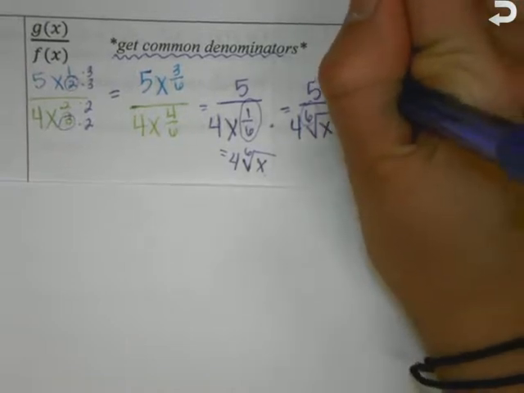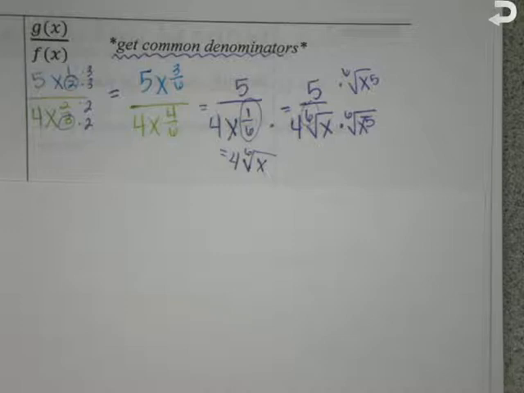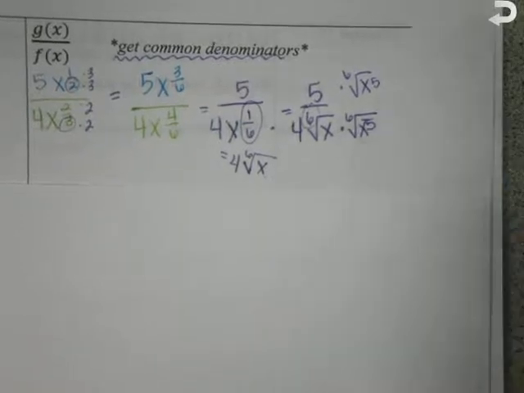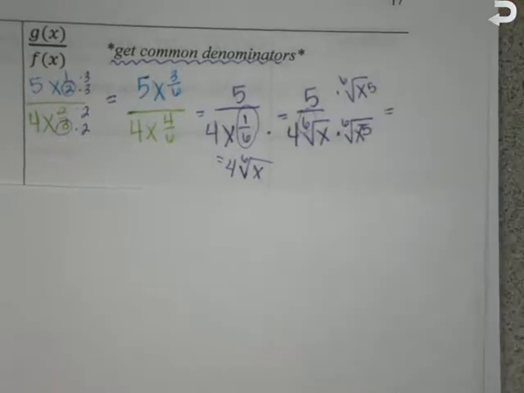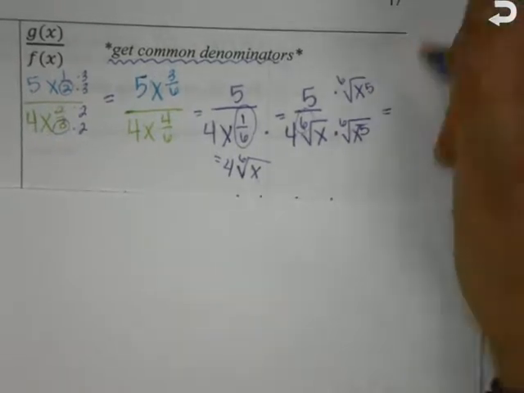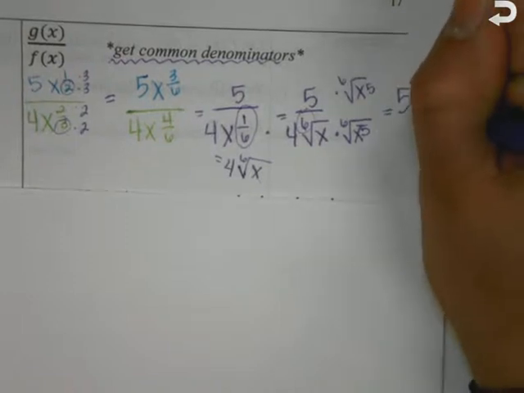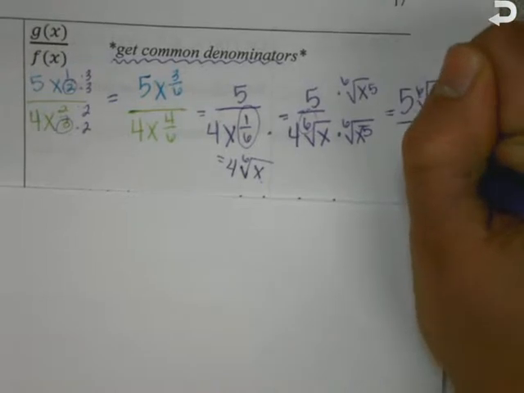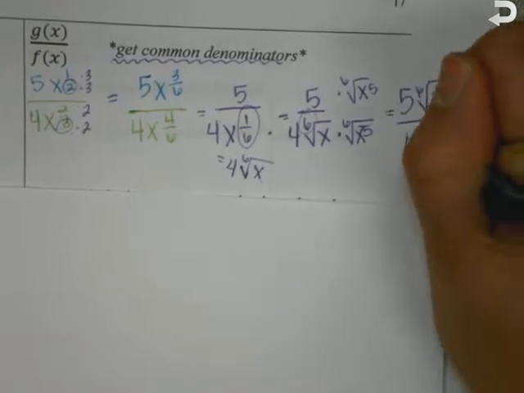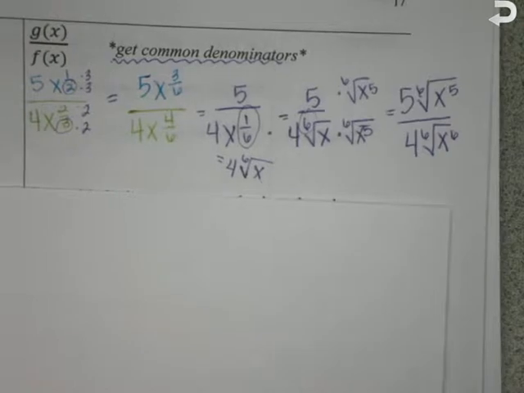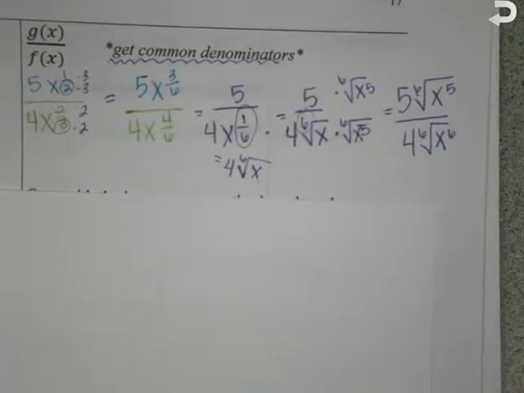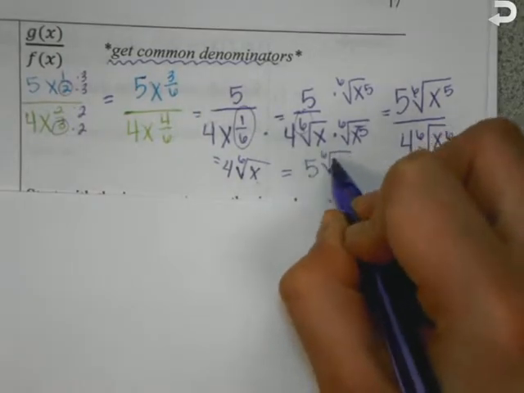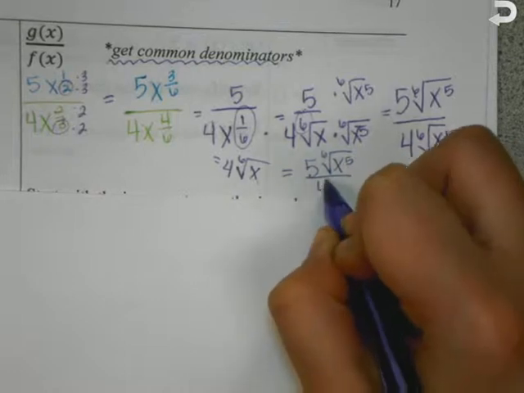We did this right before vacation. So we're looking for what's missing here. That's going to give me on top 5 times the 6th root of x to the 5th, over 4 times the 6th root of x to the 6th. What's the 6th root of x to the 6th? x.